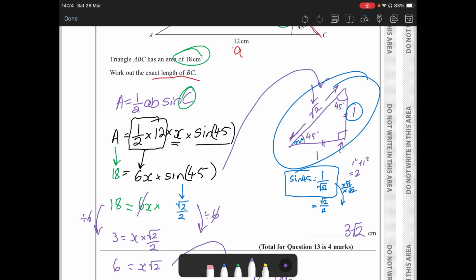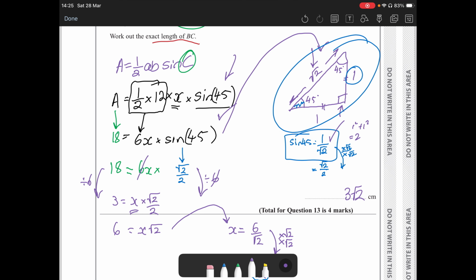So you do get 1 mark for identifying sine 45 as 1 over root 2. You don't necessarily even have to rationalize the denominator here to qualify for that first mark. You get another mark for this. You don't even have to know what sine 45 is at this point. You just have to set the equation up with sine 45. So that's 2 marks. 3 marks for having some sort of working that leads to x or BC.